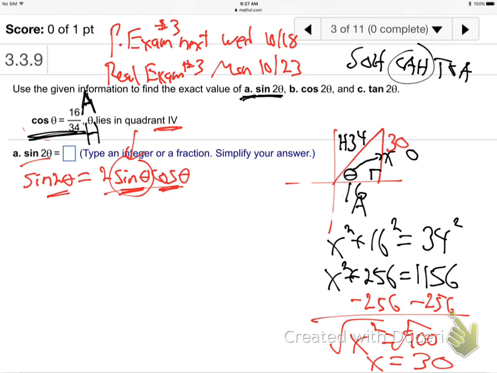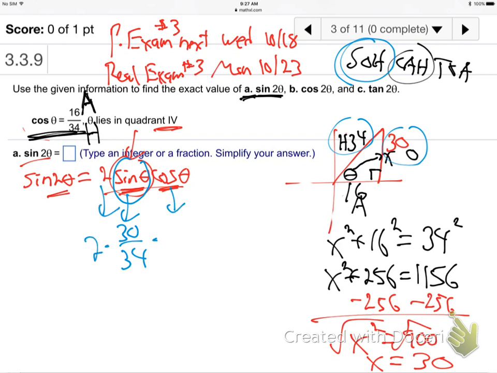Did my little Pythagorean work? That side is 30. So what's the sine then? The sine, remember, is opposite over hypotenuse. Opposite over hypotenuse, 30 over 34. 2 in the front. Cosine theta they gave me from the beginning, 16 over 34. Now I just need to reduce those fractions. Is that good? Everybody see how I got to there?